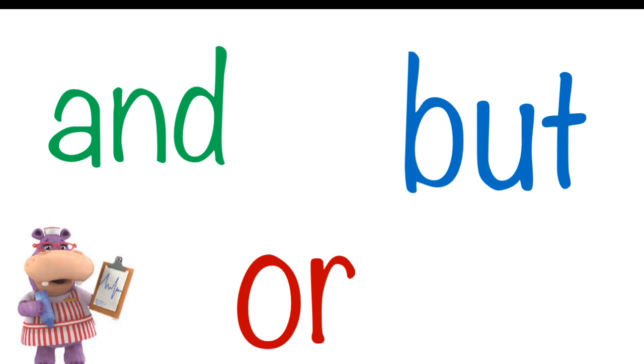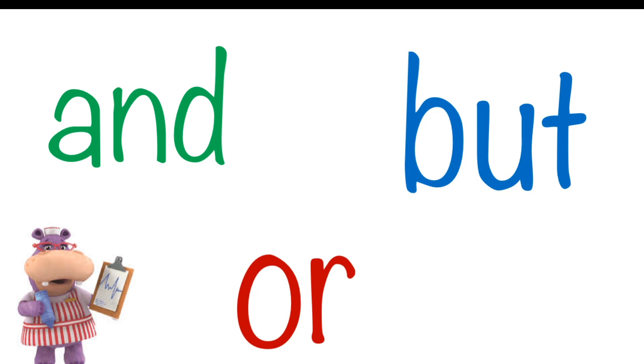Conjunction words. Conjunctions. Difficult to say. Anyway, they are three words: and, but, or. Conjunction words. Because these three words are used when we're joining simple sentences into compound sentences.